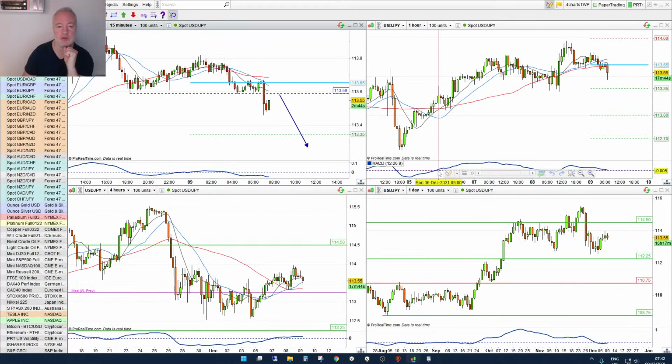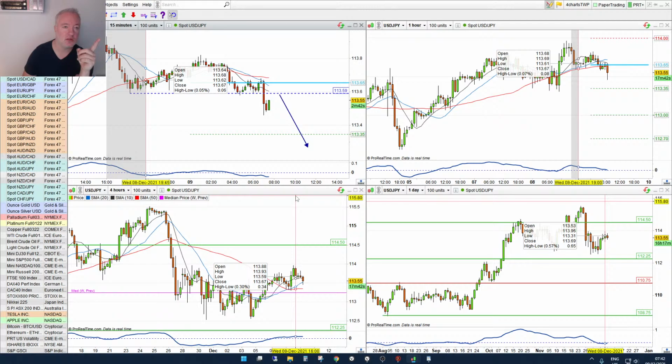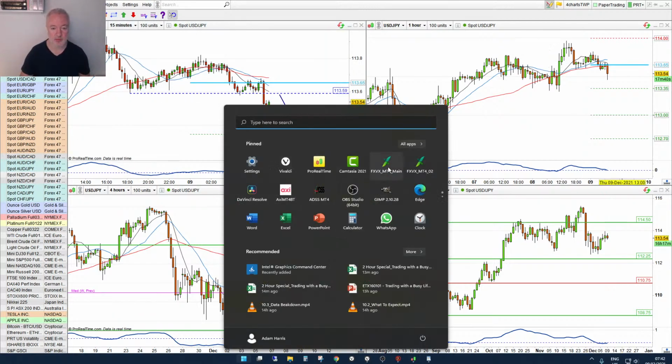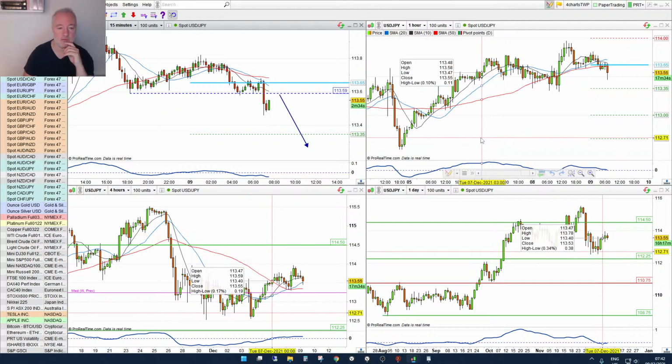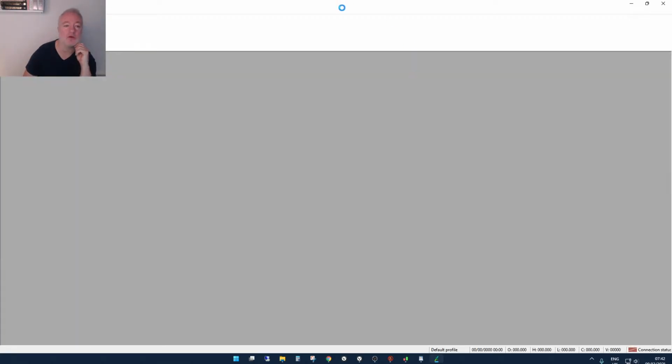I think what I'm going to do is keep doing this on this one, and I'm going to prep on my live trading account. I'm going to have a look at some of these things. I'm going to keep an eye on dollar yen.